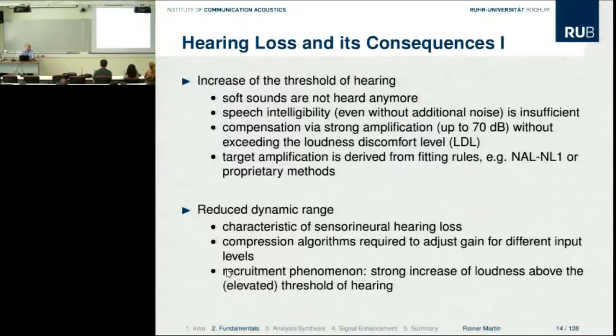And then there is something called the recruitment phenomenon, which describes a strong increase of loudness above the threshold of hearing. At very loud levels, the loudness that you perceive is very similar to normal hearing people, but in order to make this transition, you have a very steep gradient of loudness when you come close to the threshold of hearing. That's called recruitment.